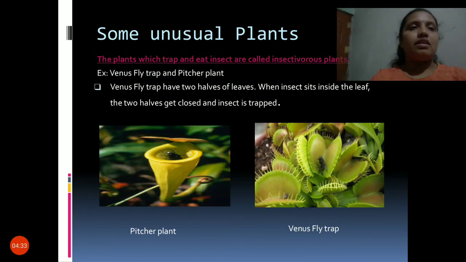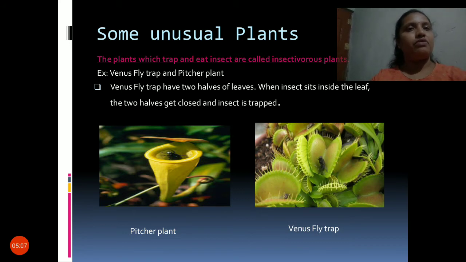Now we have seen some aquatic plants, correct? Let us see some unusual plants that we see very rarely. Have you imagined that plants can eat insects? Yes, it is possible. Some plants will eat insects, and these types of plants are called insectivorous plants.